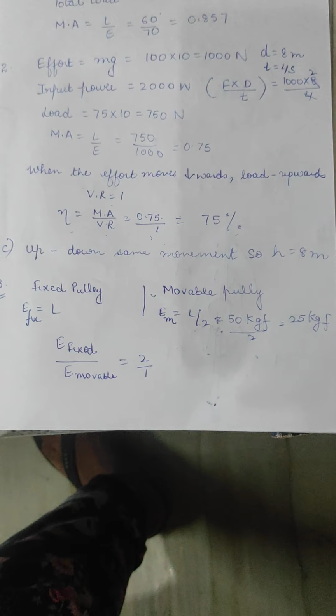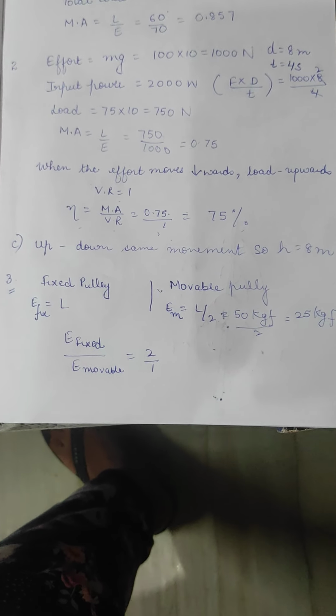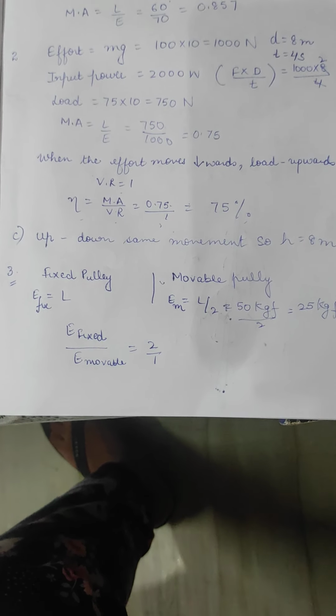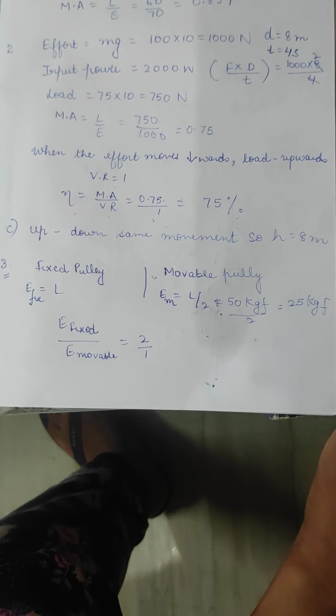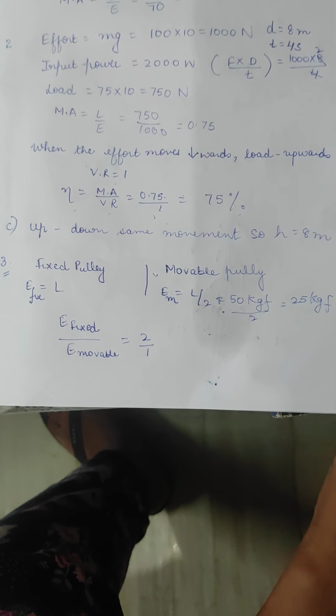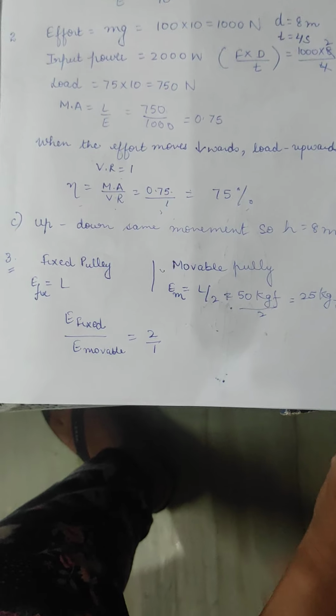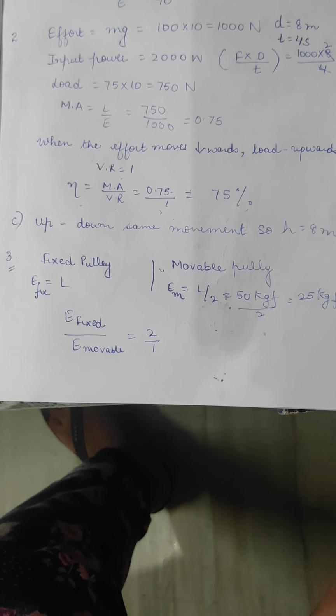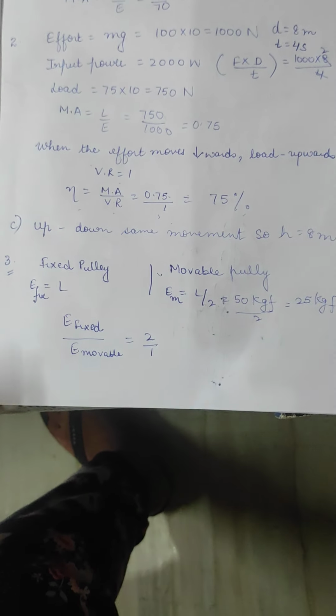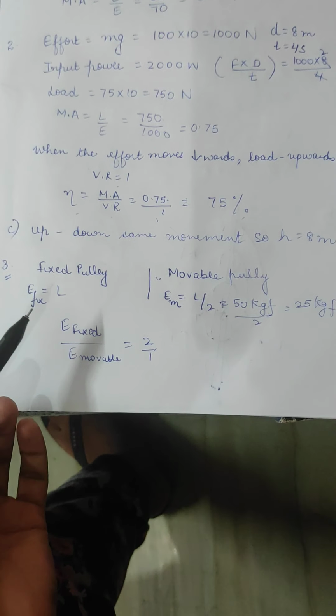Okay. Next we are having the third question. In the third question they are talking about a fixed pulley and a movable pulley. What they are saying: a single fixed pulley and a movable pulley are both separately used to lift a load of 50 kgf to the same height. The height is the same, okay, but one is fixed and the other is movable.